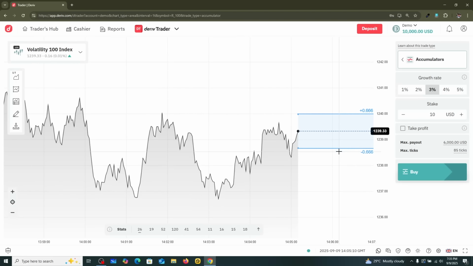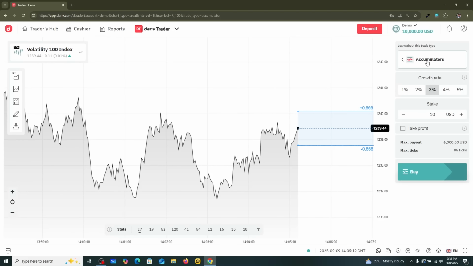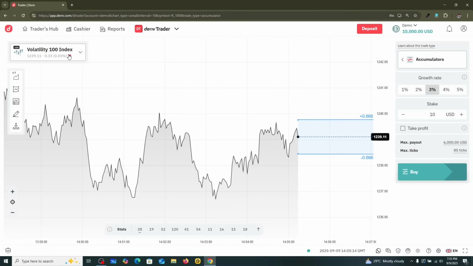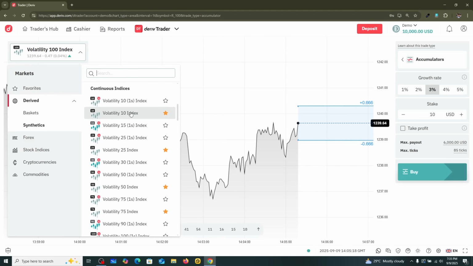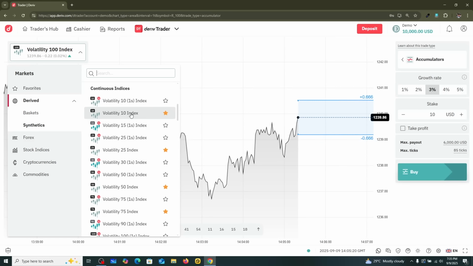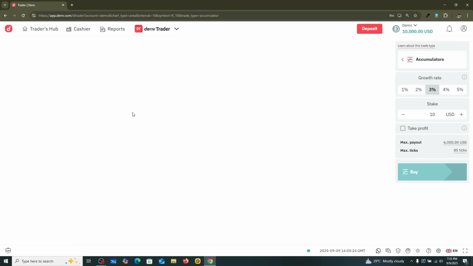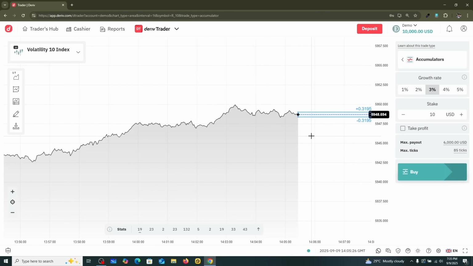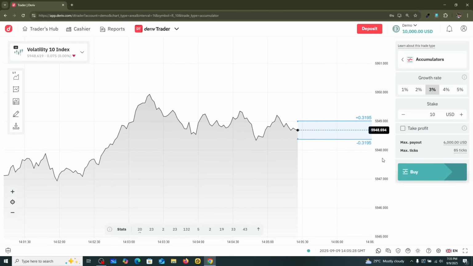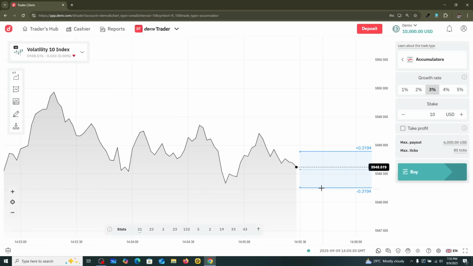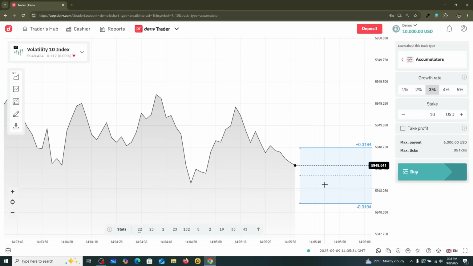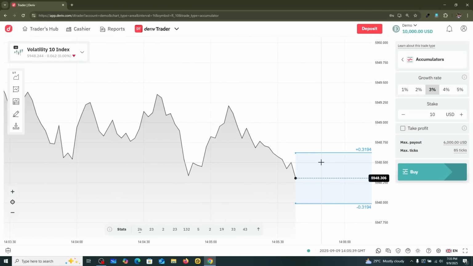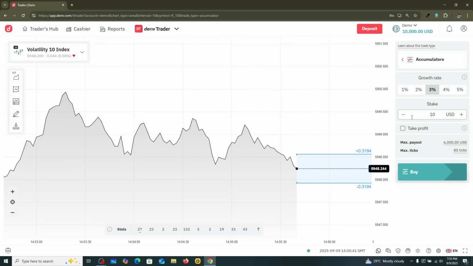This is one of my favorite methods that I'm using currently. First, let me explain what this accumulator is and how it works. First of all, you need to go to the markets and select Volatility 10 over here. Then you can see the market, and there are two barrier lines in the market. Let's see what these are.